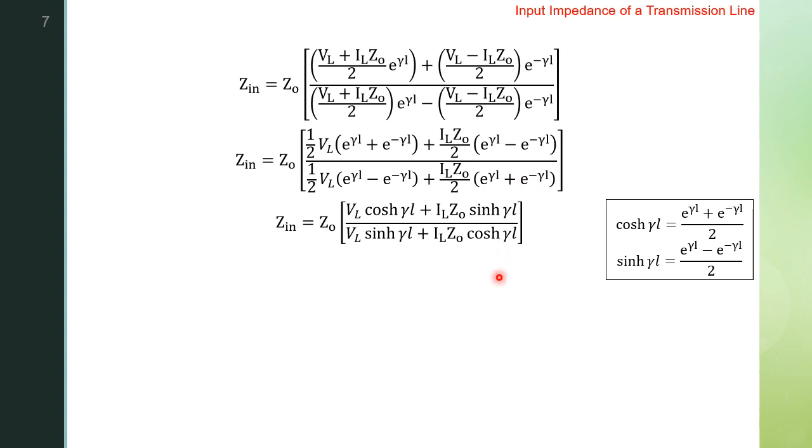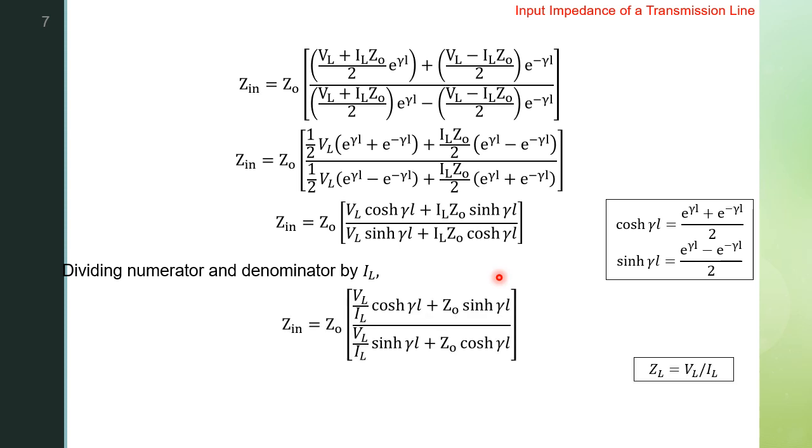Now we can make it into hyperbolic tan by dividing numerator and denominator by cosh γL. Here we have VL and IL. If you divide VL by IL, we'll get the load impedance ZL. So we'll first divide the numerator and denominator by IL, and we'll get ZL. So Zn will become equal to Z0 into (ZL cosh γL + Z0 sinh γL) divided by (ZL sinh γL + Z0 cosh γL). In the next step, we'll divide by cosh and make it into tanh γL.